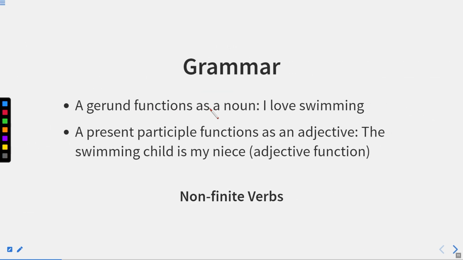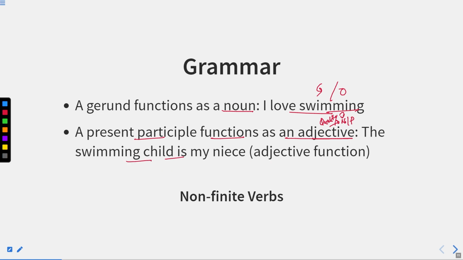For example, a gerund functions as a noun. I love swimming. So the swimming is a gerund. It is behaving like an object. What do I love? I love swimming. So this is an object. A present participle functions as an adjective. Now, what is the function of an adjective? To tell us about a noun or pronoun, to state the quality of a noun or pronoun.